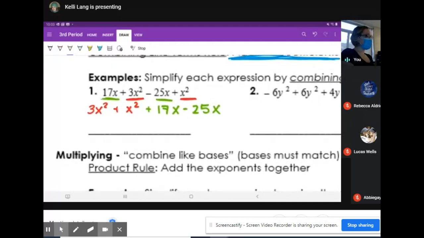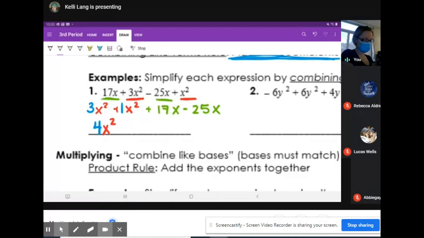So my 3x squared and my x squared are like terms because they have the same bases, the same exponents, and when we add them together, we add the coefficient in the front. Notice there isn't a coefficient in front of the x squared, so we can put a 1 there. So the two coefficients are 3 and 1. So when we add those two coefficients together, we get 4x squared. Notice the x's didn't change, the squared didn't change, just the coefficients got added together.